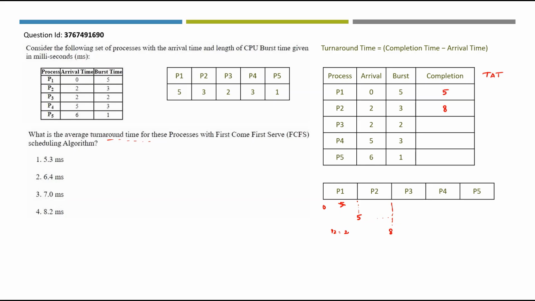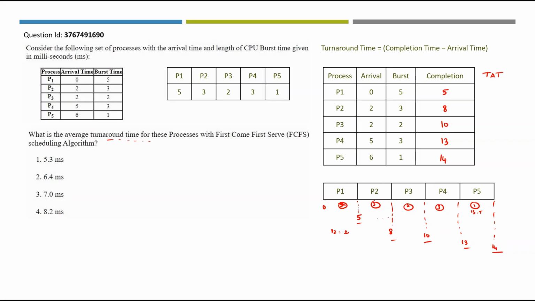From 8, P3 will be running for 2 burst time. This will be 10. From 10, P4 will run for 3 milliseconds. This will be 13. From 13, P5 will run for 1 millisecond. So this will be 14. So this is running for 5 burst time. This is for 3 burst time. This is for 2. This is for 3. And this is for 1. Since the processes are served in first come first serve order, we are going with the same order as per the arrival time.